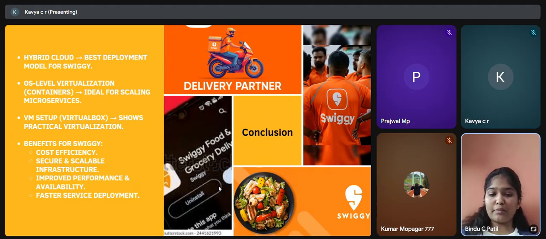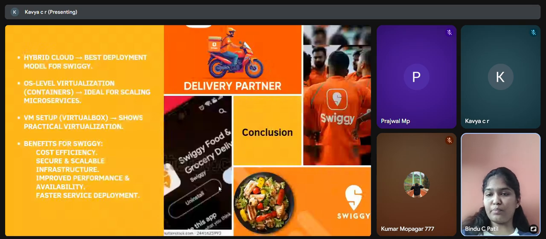OS level virtualization with containers helps Swiggy manage multiple services efficiently with fast deployment and scaling. And also, virtualization reduces hardware dependency, improves resource usage, and makes system maintenance easier. Together, cloud computing and virtualization ensure Swiggy delivers high performance, reliability, and flexibility to meet consumer demands.